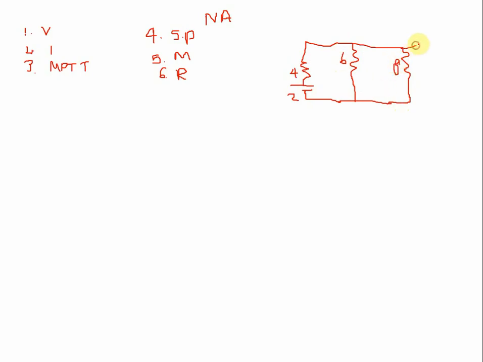Here the points are mentioned as A and B, or sometimes they directly give the name load. This is the load resistance, which is 8 ohms. These six theorems are used to find out the load current only, IL.